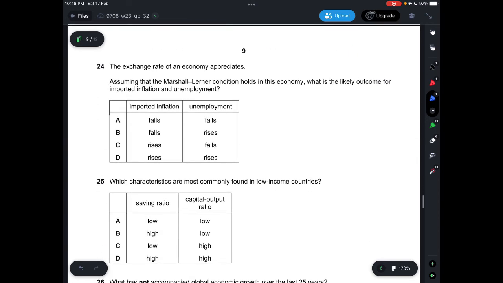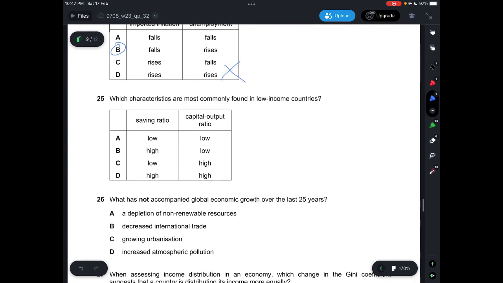Question 24. The exchange rate of an economy appreciates, assuming that the Marshall-Lerner condition holds in this economy. What is the likely outcome for imported inflation and unemployment? So an exchange rate of an economy appreciates. So imported inflation would now decrease, so C and D are not correct. Unemployment would actually rise because now the exchange rate appreciates, meaning that it's relatively cheaper to buy something from overseas. So answer is B.